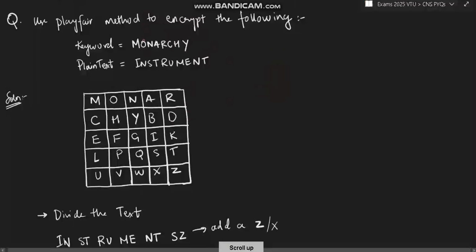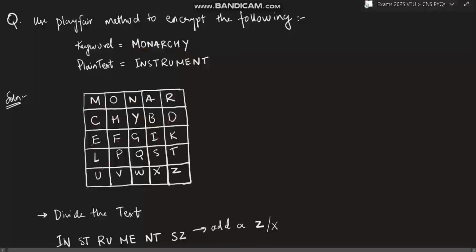See, the keyword given is monarchy. The method given is to use Playfair, and the plain text given is instrument. First step is monarchy. We will be writing here MONARCHY, same as the previous one. We'll be writing B here, and C is already present here, so we'll be writing DEFG. H is already present, so we'll be writing I.